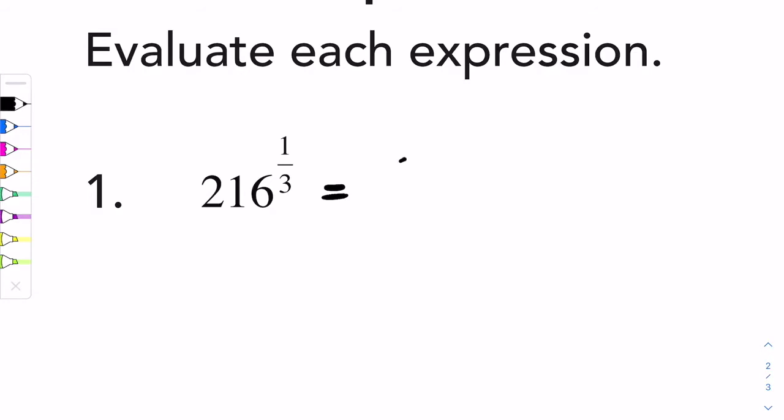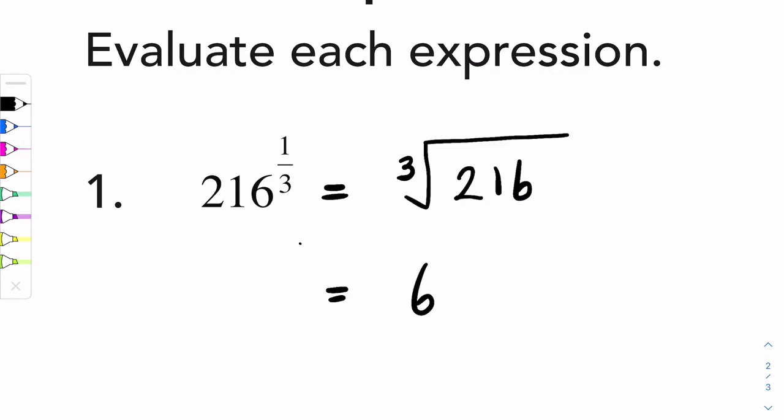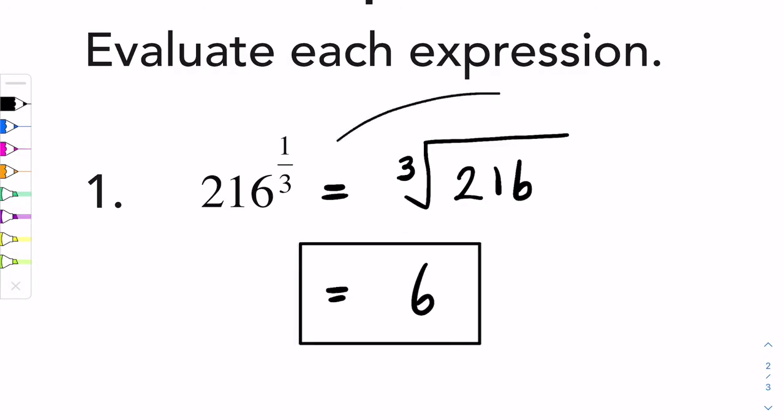Anyways, the denominator of that exponent is 3, so that's our index. This means we have the cube root of 216 raised to the power of 1, which is just 216, and the cube root of 216 is 6. That's your answer. Do you have to convert it to this form? Not necessarily. You just have to understand what this is asking.